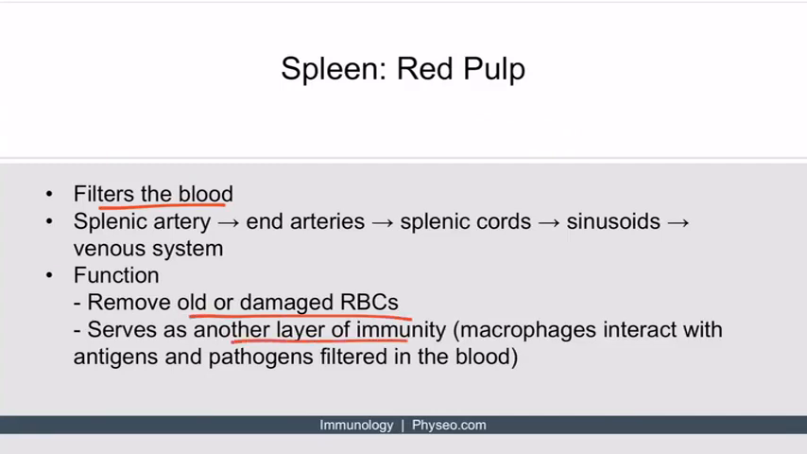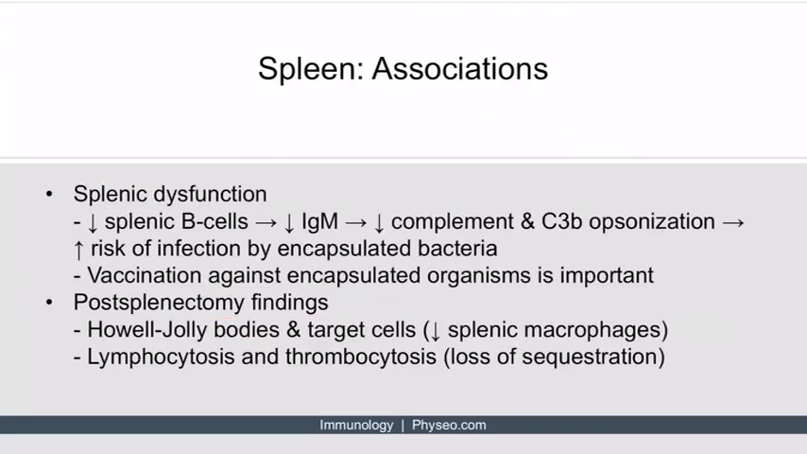Now let's discuss some other important spleen associations you need to be familiar with for step 1. The spleen can become dysfunctional for various reasons, such as sickle cell disease, infection, infarction, or trauma. Regardless of how it becomes dysfunctional, you should know that this results in decreased splenic B cells, which leads to decreased IgM. IgM is important in activating complement, so there is decreased complement activation. We'll talk more about complement in a separate lecture.